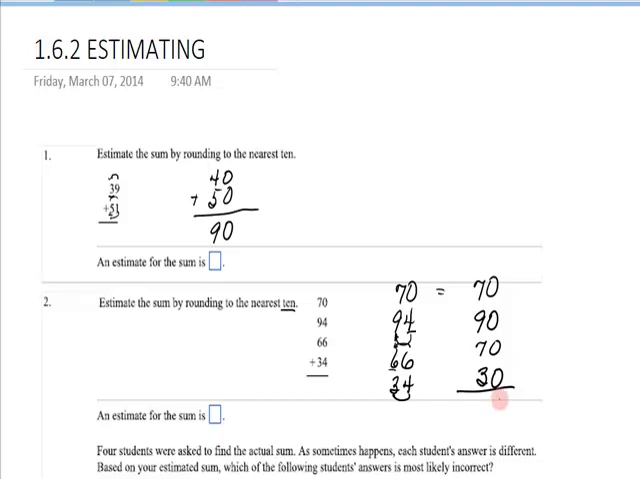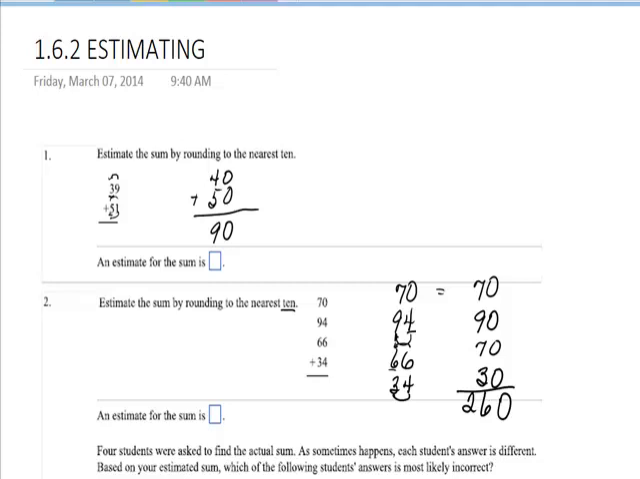So now, I'm going to add. 7 and 9 is 16, and 7 is 23, and 3 is 26. So this is 260.